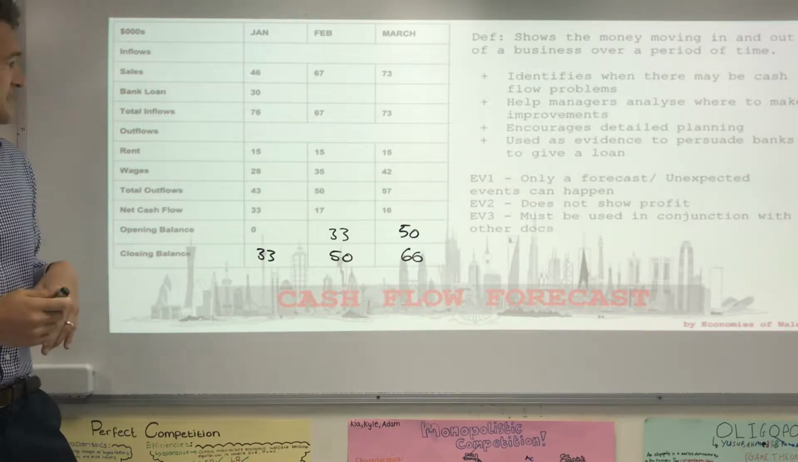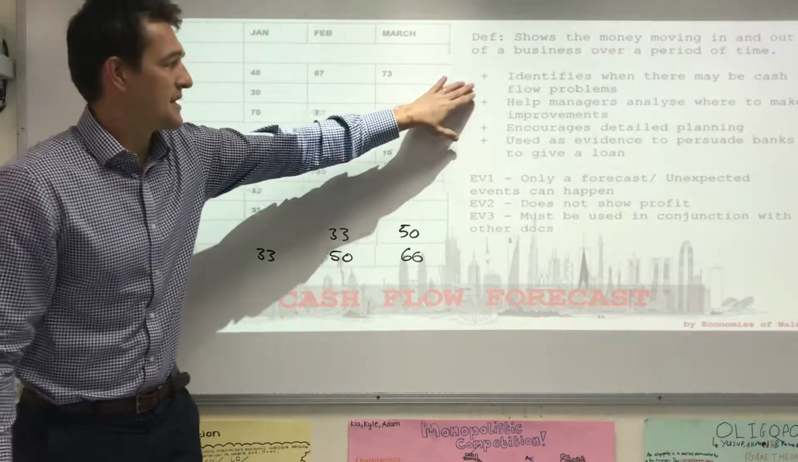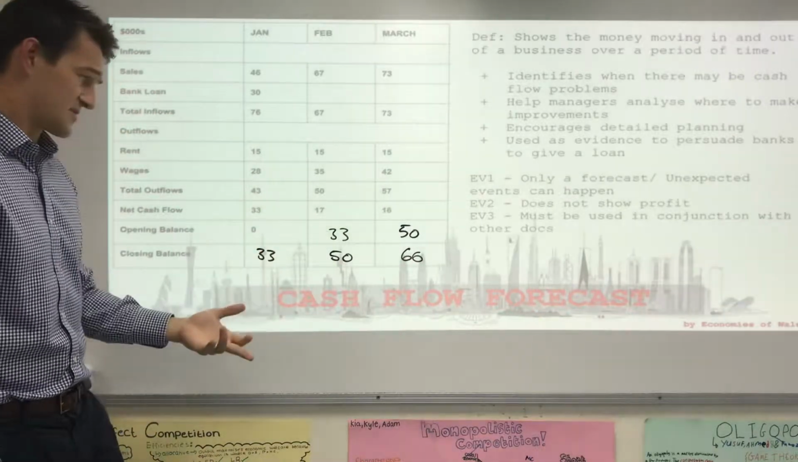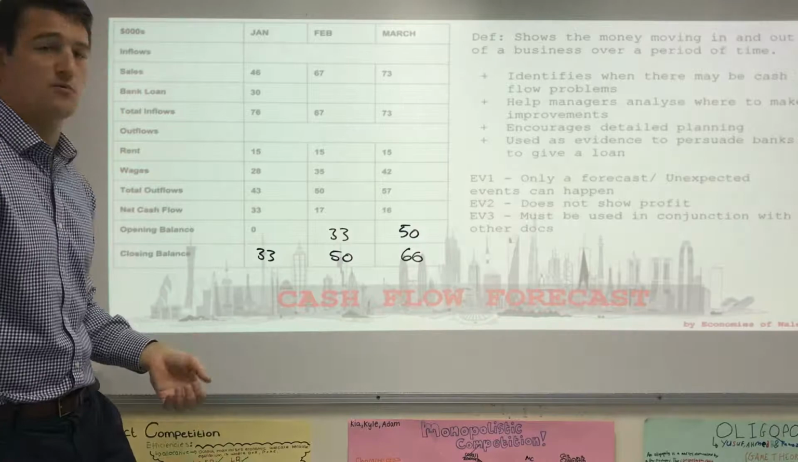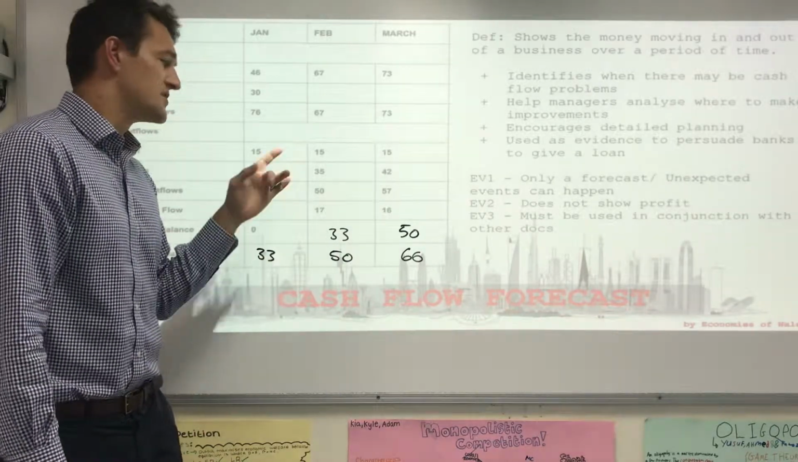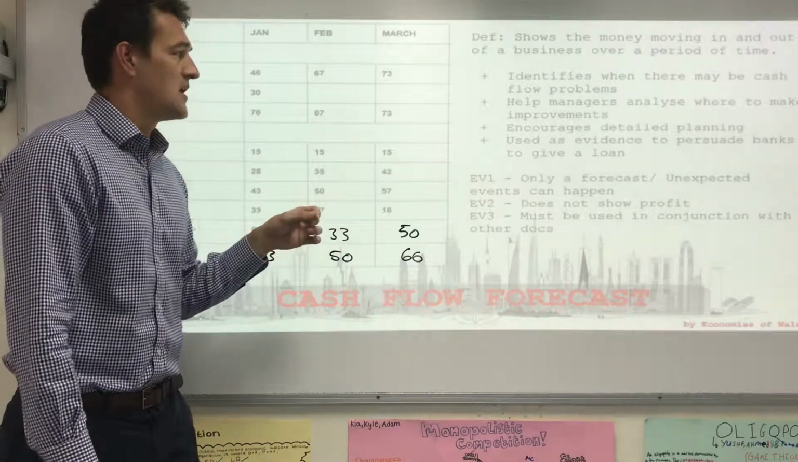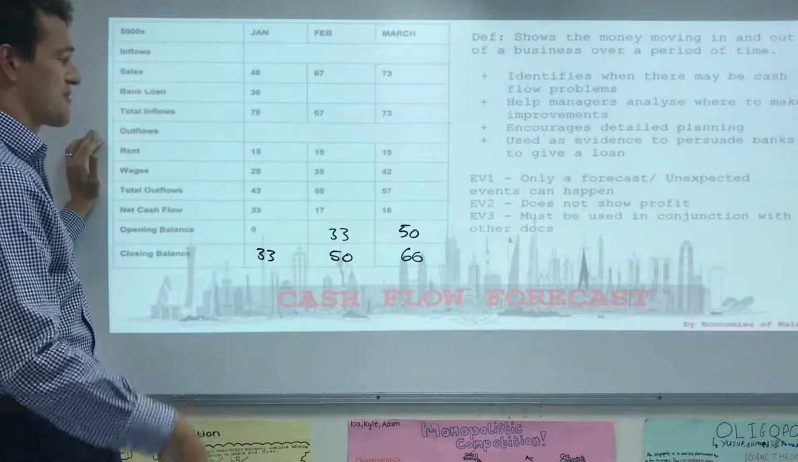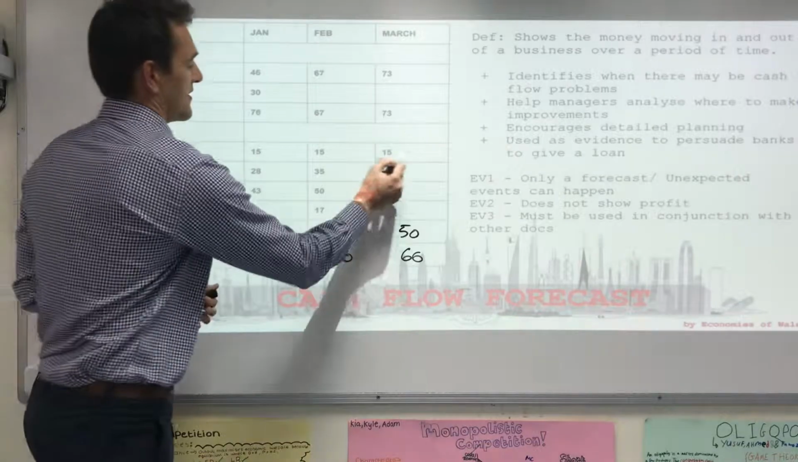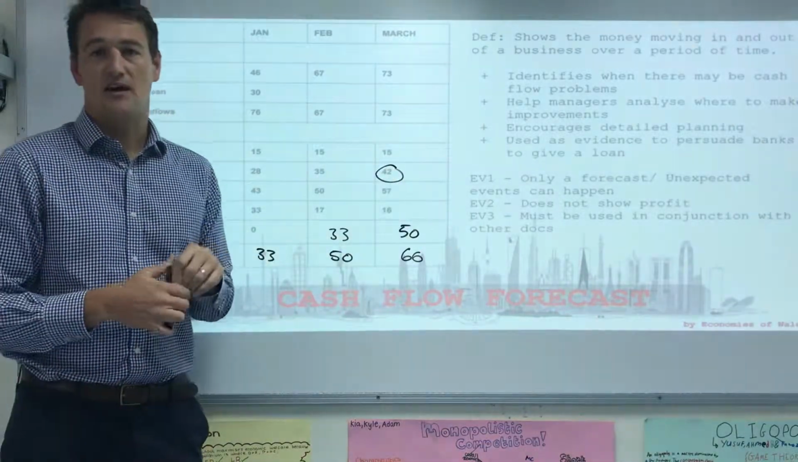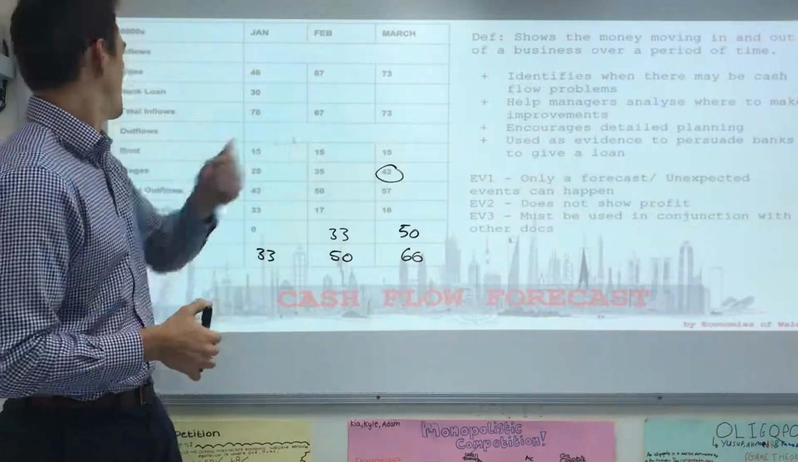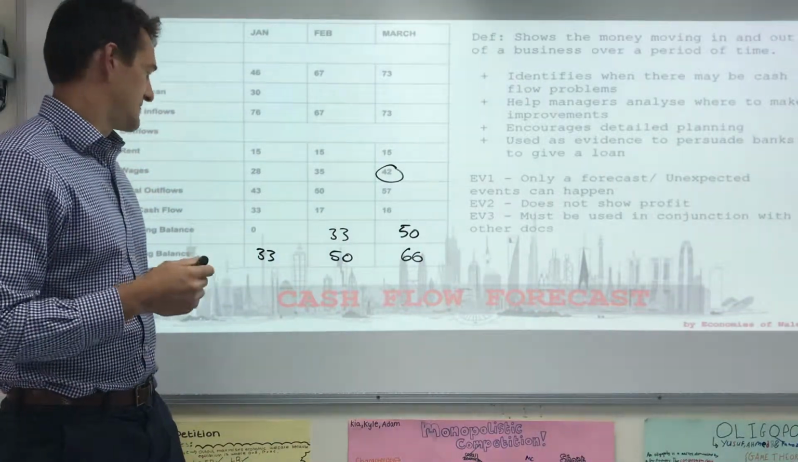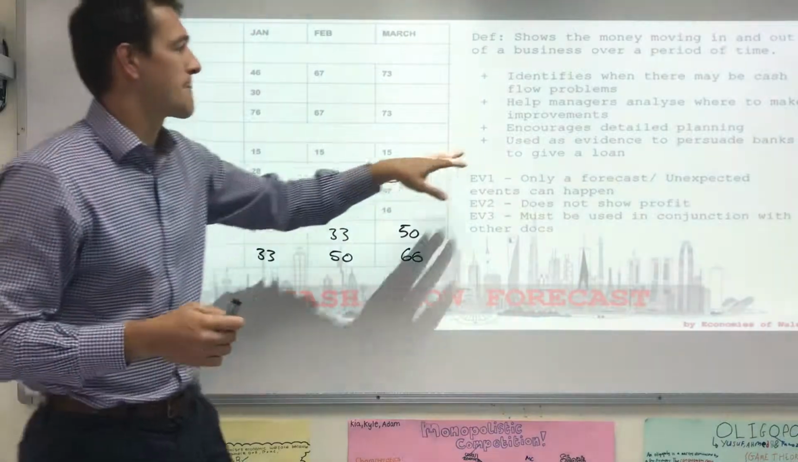So what's the point of this document? Well, it identifies when there may be cash flow problems. I don't have any cash flow problems here, but potentially, if my balance was less than 0, I need to think about what source of finance I need to use to manage my cash flow. It helps managers analyse where to make improvements. I can look at this document and see a breakdown of all my costs, and potentially I can see, right, okay, something needs to be cut down if there's a really expensive area or if I'm not making money. It helps me understand and analyse my inflows and expenses.